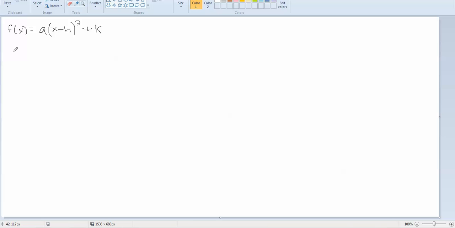So let's write that down of what H does. So H moves the graph to the left and right.